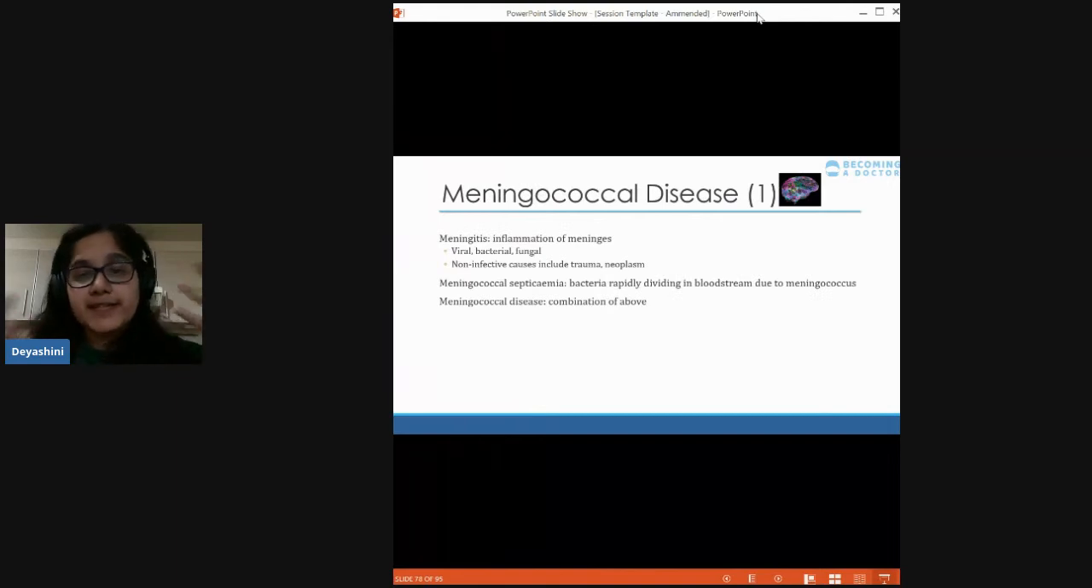There are a lot of conflicting terms with meningococcal disease. Meningitis is simply inflammation of the meninges, which is often infective, but non-infective causes can include cancers and trauma. Septicemia is bacteria multiplying in the bloodstream. Bacteremia is bacteria spreading in the bloodstream. Septicemia is bacteria rapidly multiplying in the bloodstream. Meningococcal disease is a vague term that can refer to either or both. In meningitis, you wouldn't expect the child to be quite as unwell as in meningococcal septicemia.